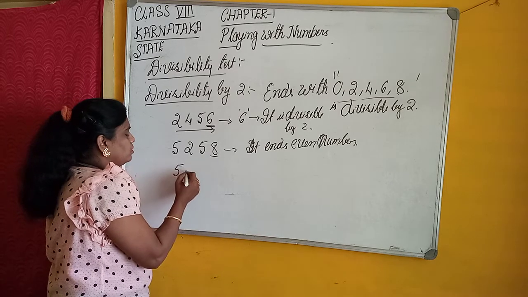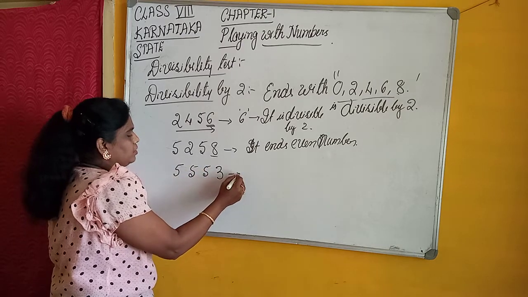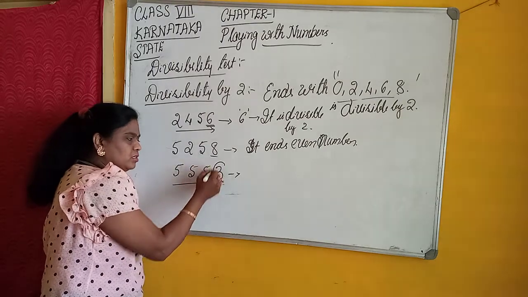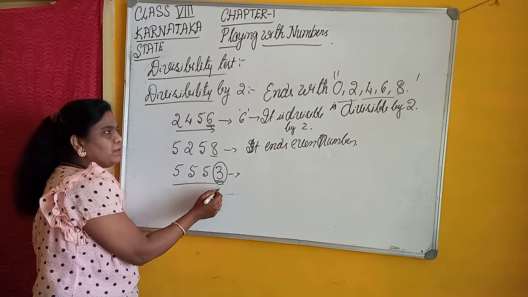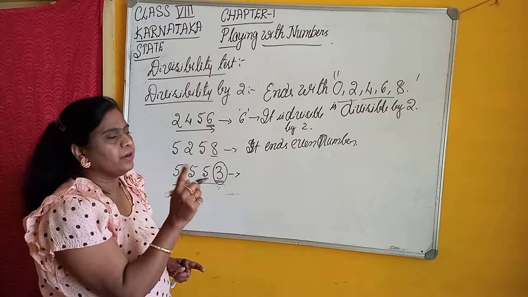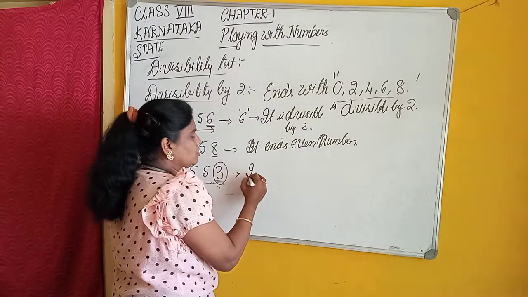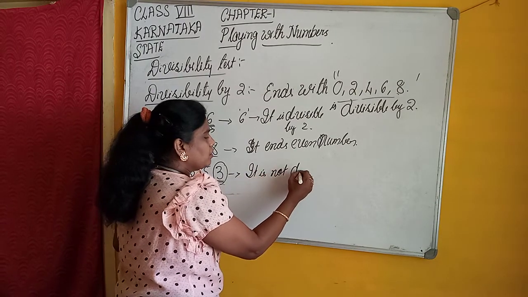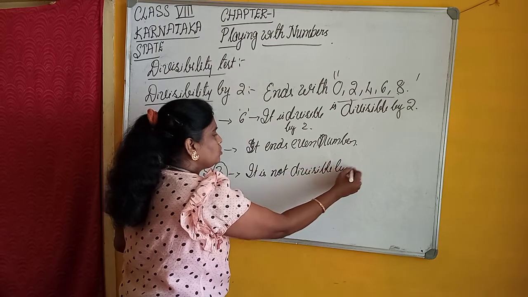Let us take any other number, 5553. Look at the last digit. Check these numbers in the last place: is 0 there, 2, 4, 6, or 8? No, it is 3. Therefore, it is not divisible by 2.